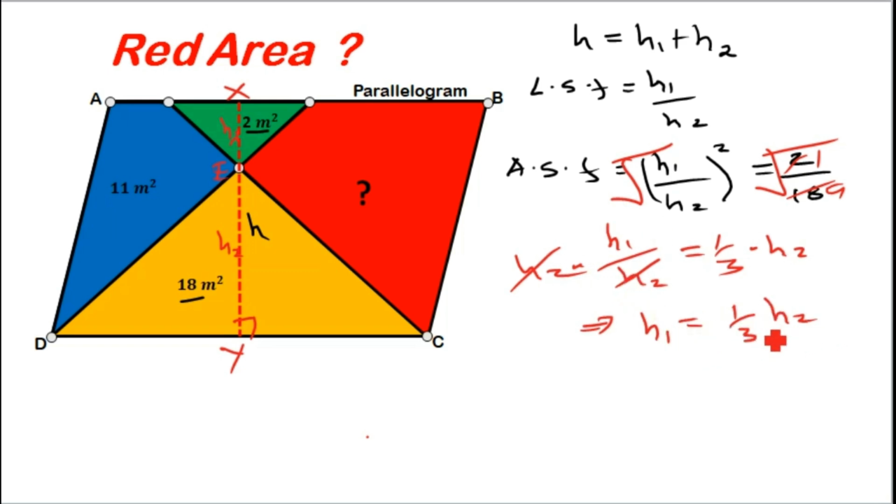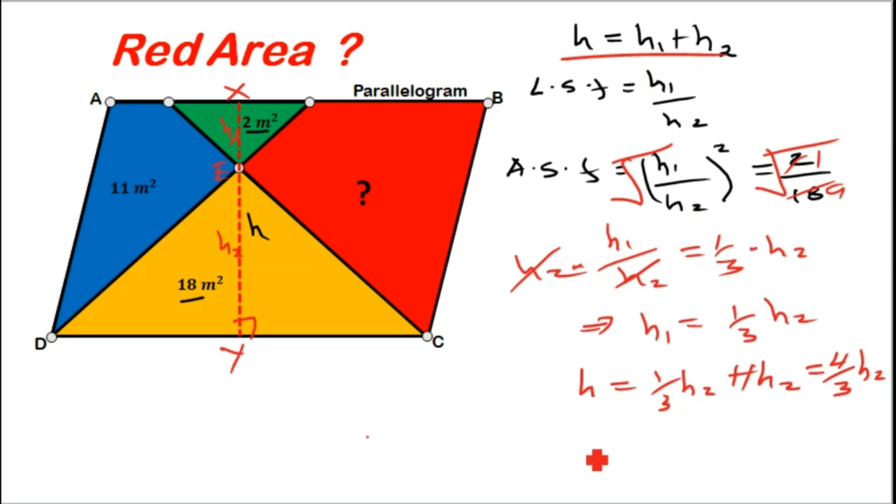So you found H1 is a third H2, and remember what was H? H was H1 plus H2. So it means H is H1, but H1 is a third H2, then plus H2. A third H2 plus 1 H2, you get 4 over 3 H2. So we found that the height of the parallelogram H is 4 over 3 H2.